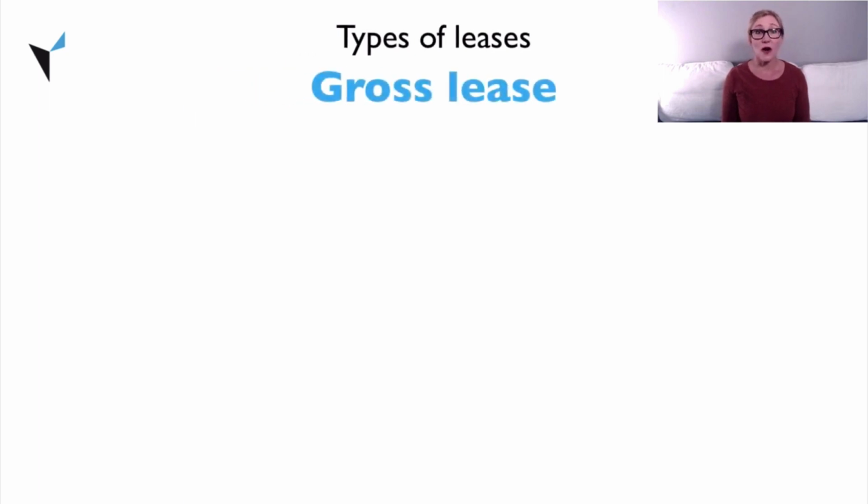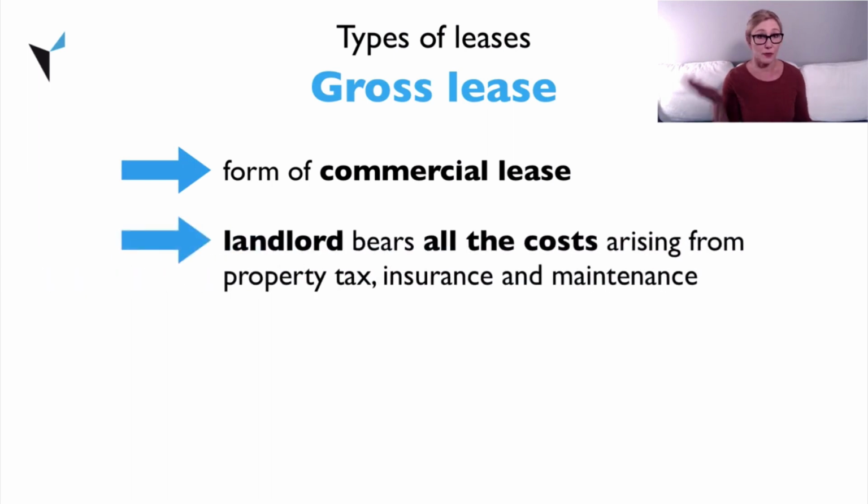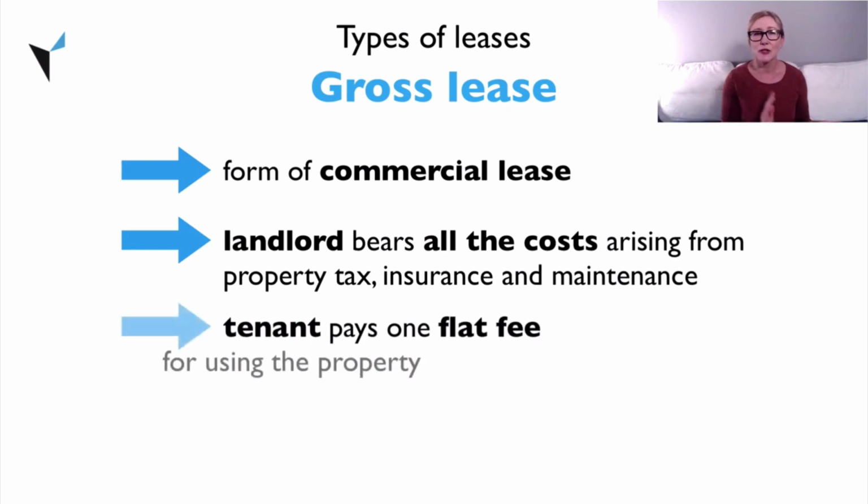Gross leases are a form of commercial lease where the landlord typically bears all the costs that arise for property tax, insurance, and maintenance. Under a gross lease, the tenant usually pays one flat fee in exchange for using the property. Let's take a closer look at some key real estate English vocabulary that you can use when talking about leases and that you might find confusing.